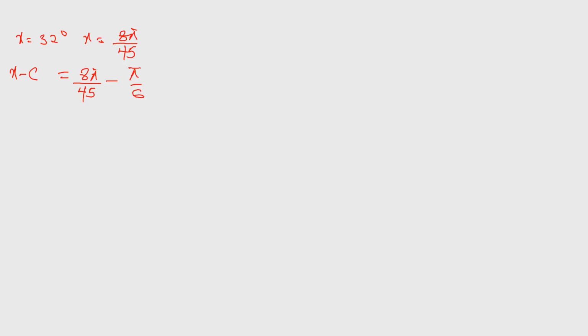At this point you can find the LCM. The LCM is 270. So 270 divided by 45 will give you 6, and 8 times 6 gives you 48 pi. We have 48 pi, then minus 270 divided by 6 gives you 45, and 45 times pi gives 45 pi. So what do we have? We have 3 pi over 270, and that is pi over 90. Therefore, the value of x minus c is equal to pi over 90.